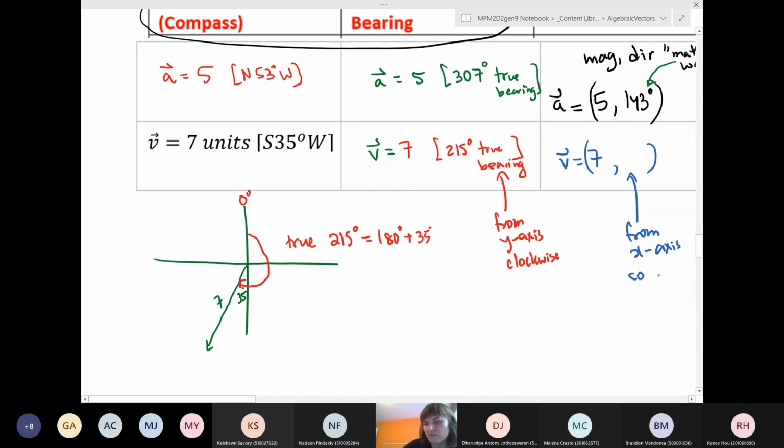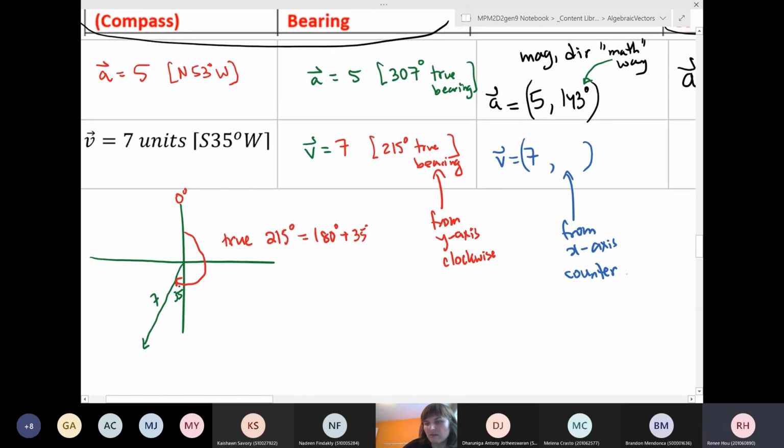So this is counter. Would it be 235 degrees? Clockwise. And what did you say? It would be 235. How did you find this? Okay, so I did 90 minus 35, and then I just added that to 180. Very good. Or you could say 360 minus 90 minus 35 if you wanted to, right? 360 minus the 90 minus 35.